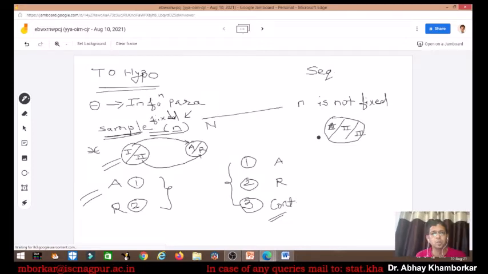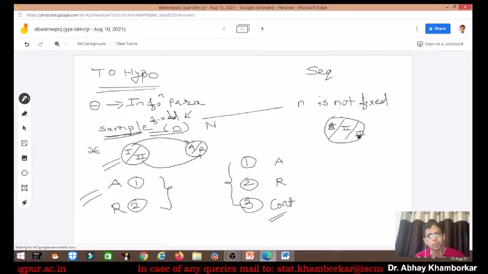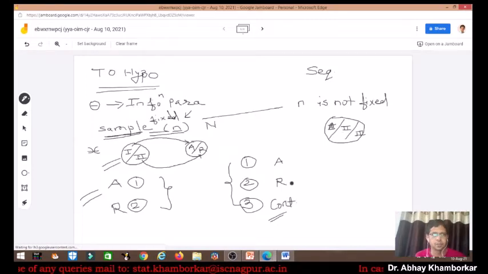So if your sample belongs to part 1, you will accept the hypothesis. If your sample belongs to part 3, you will reject the hypothesis and continue the sampling procedure. If the sample belongs to part 2, I have deliberately written part 2 in the middle. The reason is it's always a boundary between acceptance and rejection, right?